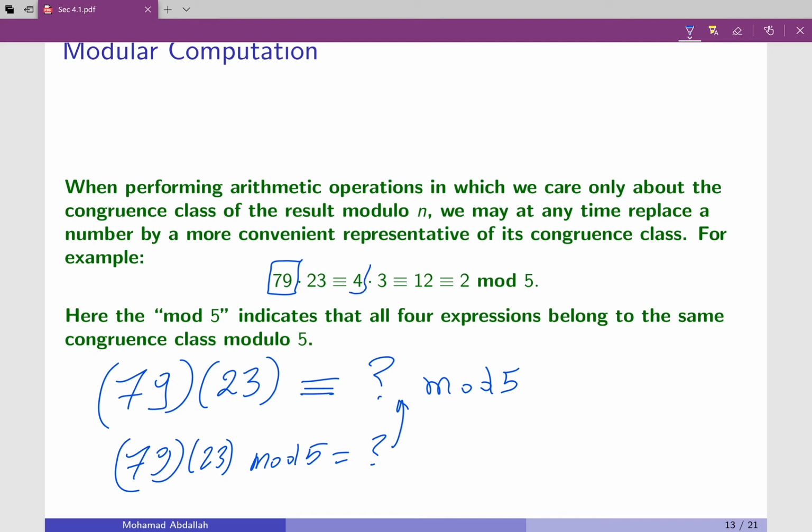And if I divide 23 by 5, the remainder is going to be 3. So 23 gives me 3, 79 gives me 4. Instead of doing 79 times 23, I will be doing 4 times 3. 4 times 3 is 12, and 12 mod 5 is 2. So I can keep reducing modulo 5 in this way.